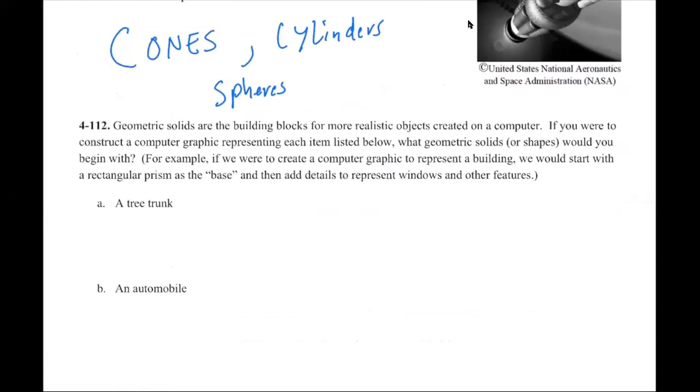Geometric solids are building blocks for more realistic objects created with a computer. If you were to construct a computer graphic representing each item below, what geometric solids or shapes would you begin with? For example, if you're going to create a computer graphic representing a building, which has a rectangular prism as the base, then add details to represent the windows and other features. So what about a tree trunk?